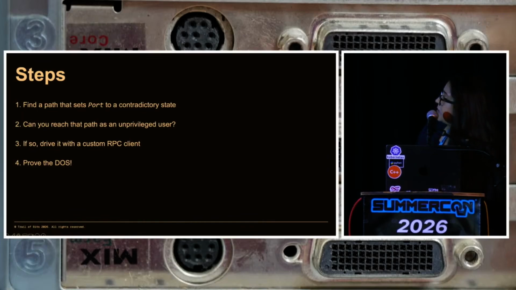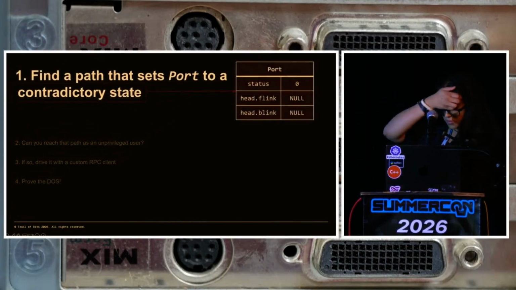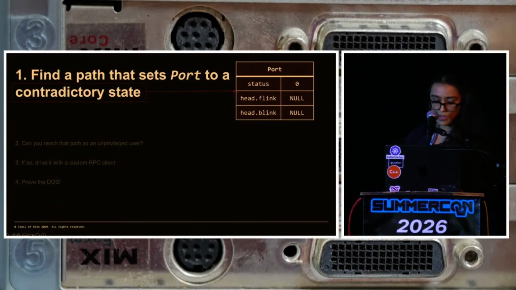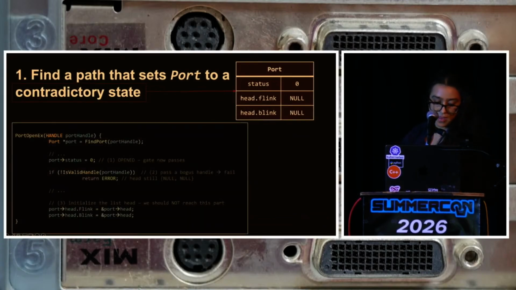So the steps to narrow this down that I wrote out: first, find the path that will set the port struct to this contradictory state, and then see if you can trigger that path as an unprivileged user. And if you can do that, you can automate it as a one-off with an RPC client that you write, and then prove that it works. The first step you can do with static analysis, or get Claude to do it.